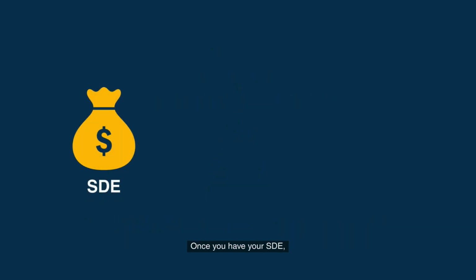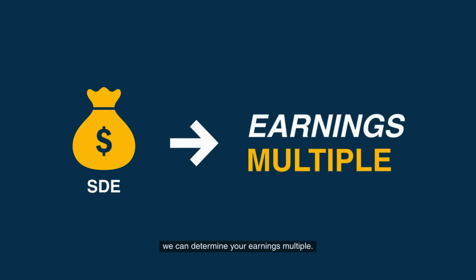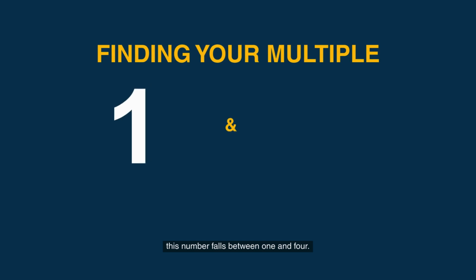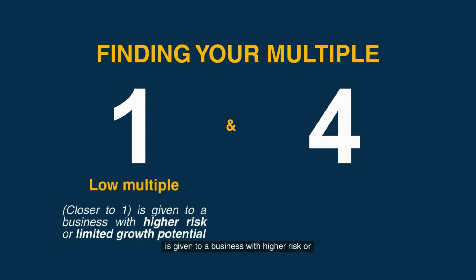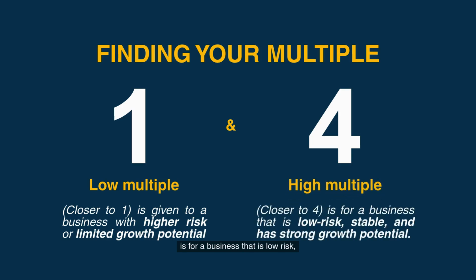Once you have your SDE, we can determine your earnings multiple. For most small businesses, this number falls between 1 and 4. The multiple you receive depends on how attractive your business is to a buyer. A low multiple, closer to 1, is given to a business with higher risk or limited growth potential. A high multiple, closer to 4, is for a business that is low risk, stable, and has strong growth potential.